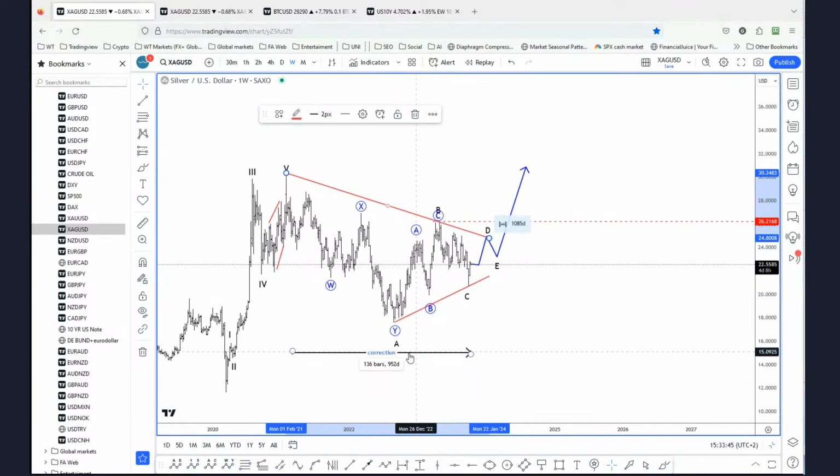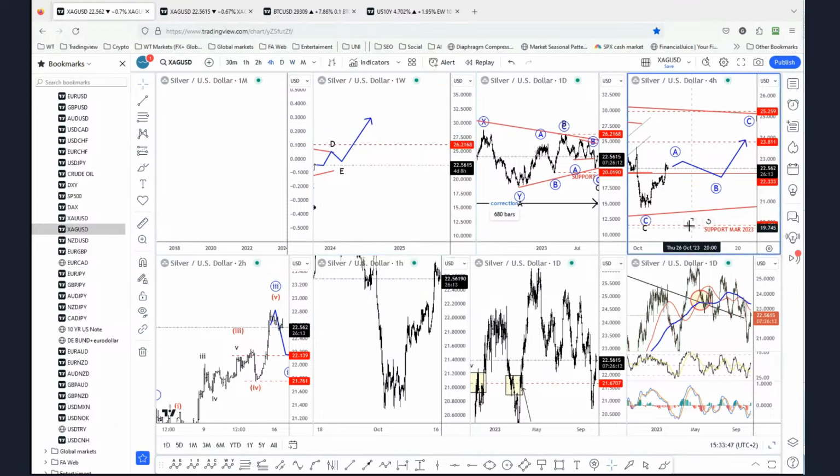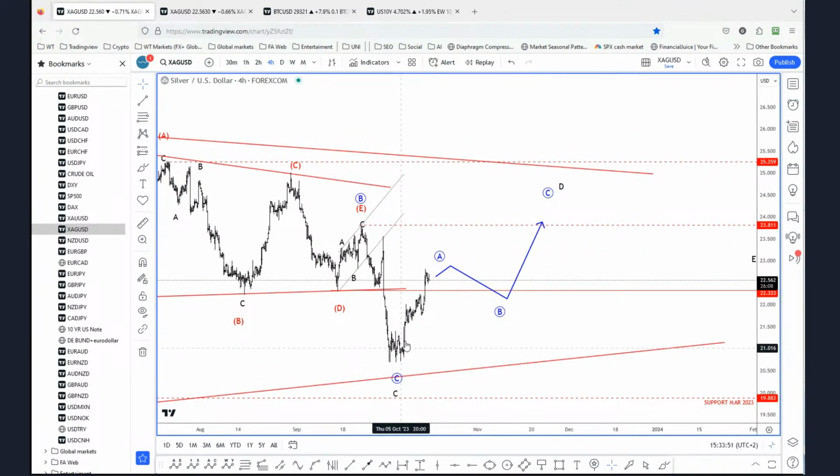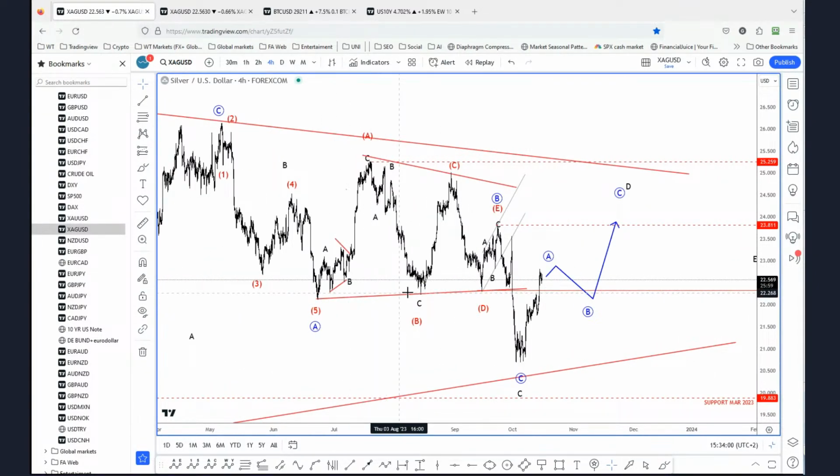And why I think that we could be bottoming here is because, looking at the 4-hour time frame, notice that this looks like an impulse. Firstly, I thought that this is corrective wave 4 and that we will see another low, but since we broke above the previous swing supports, notice that these 3 points represent very strong resistance around 22.30, and we closed on a weekly and daily basis above this level.